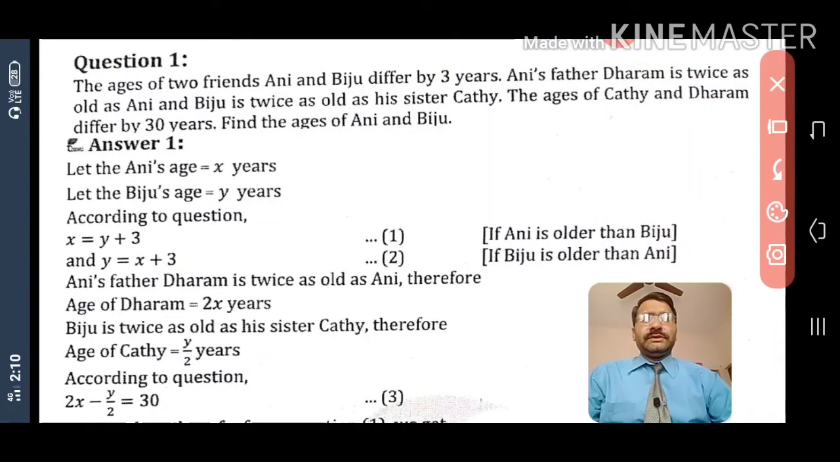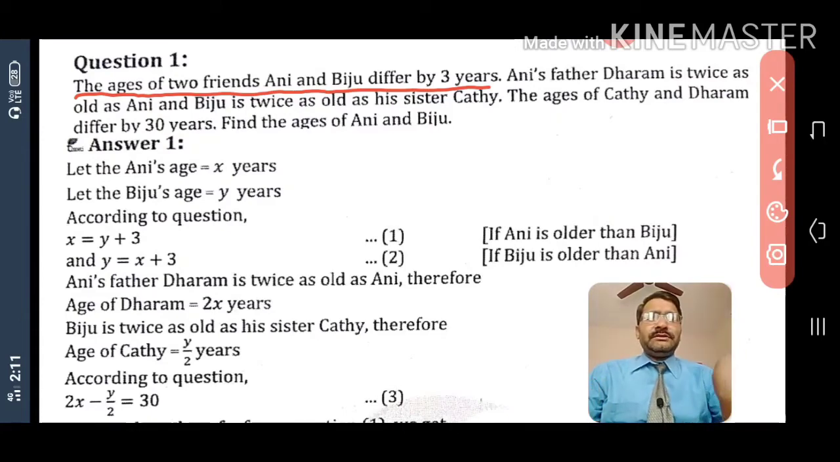Here, question number one. The ages of two friends, Ani and Biju, differ by 3 years. Means here the difference of Ani and Biju's age is 3 years. Who is older? That is not given to you.